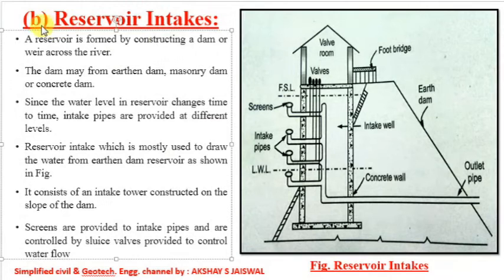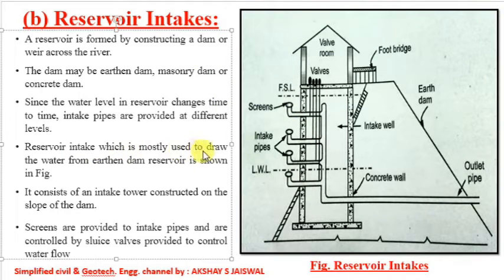Next type of intake structure is reservoir intake. A reservoir is formed by constructing a dam or weir across the river. The dam may be earthen dam, masonry dam or concrete dam. Since the water level in the reservoir changes from time to time, intake pipes are provided at different levels. Here we can see pipes which are provided at different levels because of fluctuating water level.